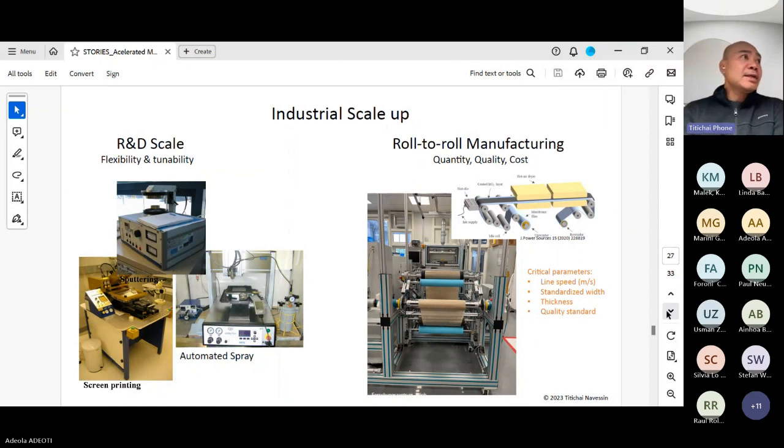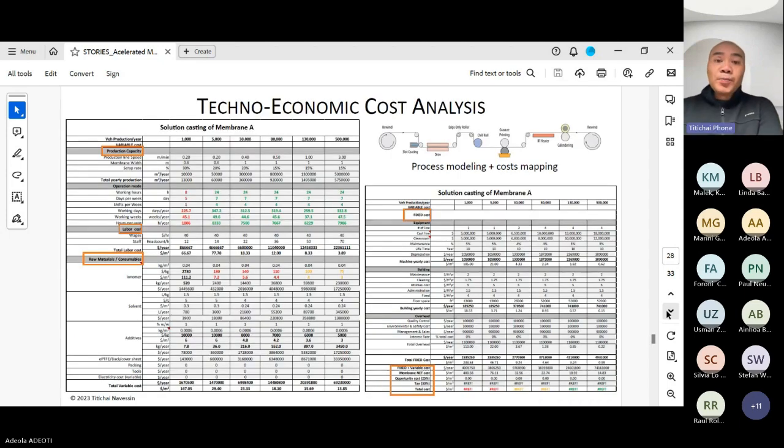In the next slide, please. So once you have established the manufacturing process, roll to roll, you basically can map out the process modeling. And the next logical step is, once you know each of the process, precursors of materials, solvents, dispersion media that you need, you can now start mapping out the costs. This is done through the techno-economic cost analysis.